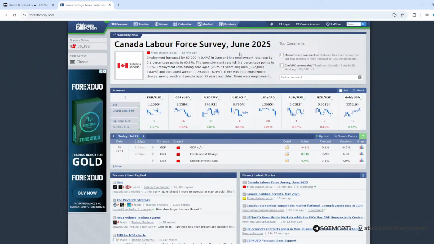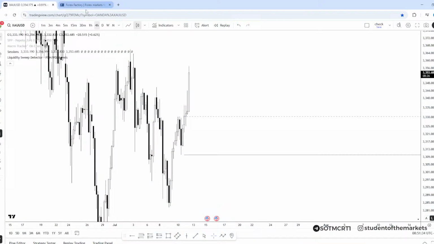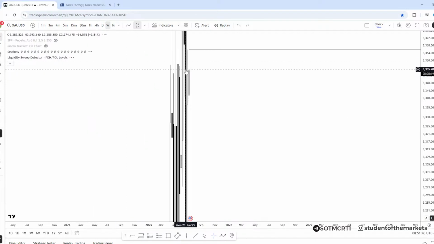So today is Friday, guys. We have no news for US dollar. So the session can be clean or rangy, one of two things. Now let's begin with the weekly time frame.